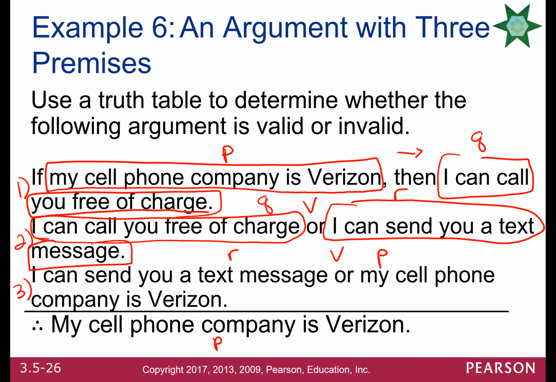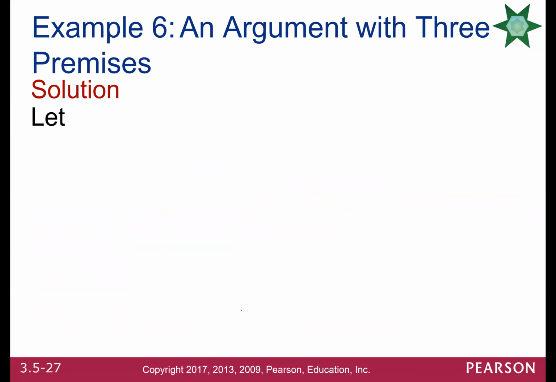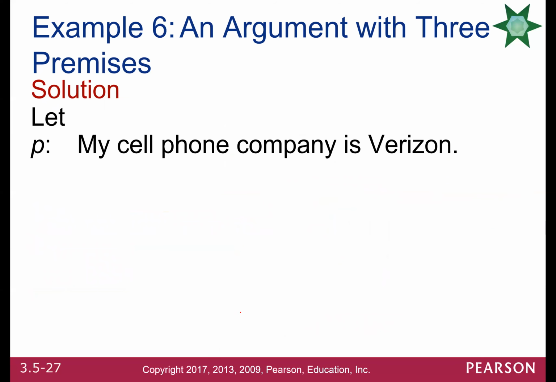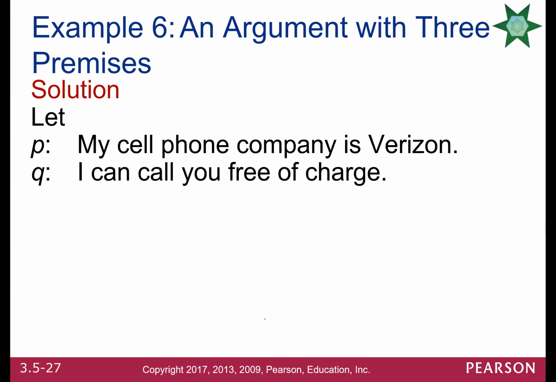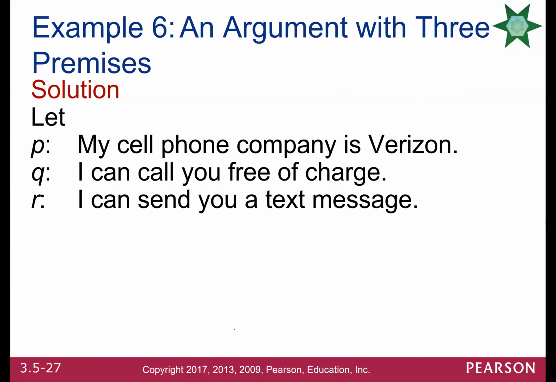So my first premise is if P, then Q. My second premise is Q or R. My third premise is R or P. My conclusion is P. So I have to create a truth table for this, because I don't think that I have an argument, any of those, that has three premises. So I'm going to let P be my cell phone company is Verizon, Q be I can call you free of charge, and R, I'm going to let that be I can send you a text message.